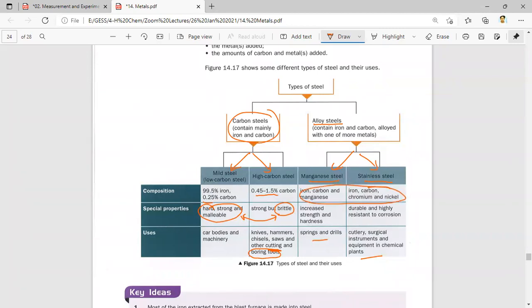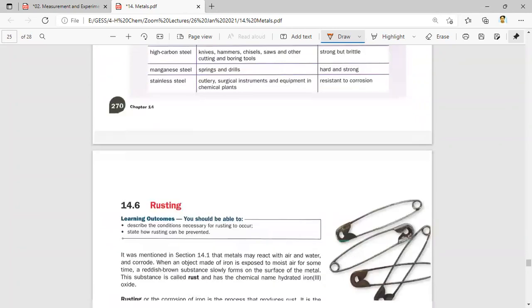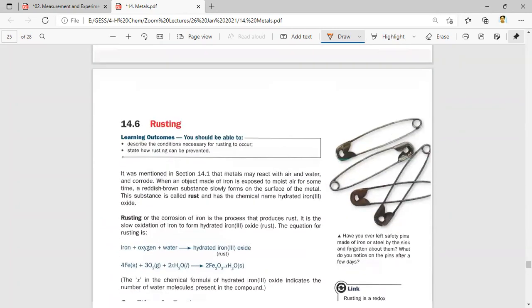I don't go further into this area. This one you just literally go and look through and try to remember it. This one you all can do it. The last part, rusting. This one primary school also learned already.